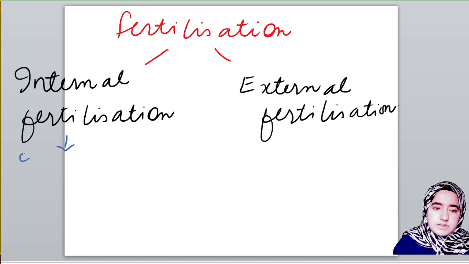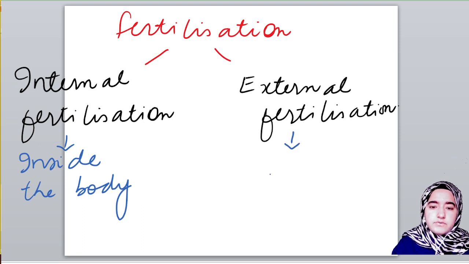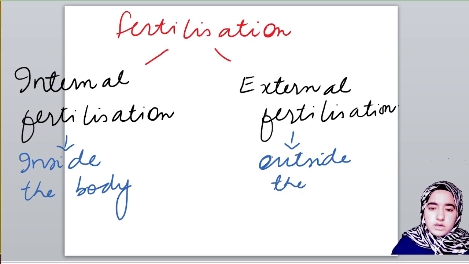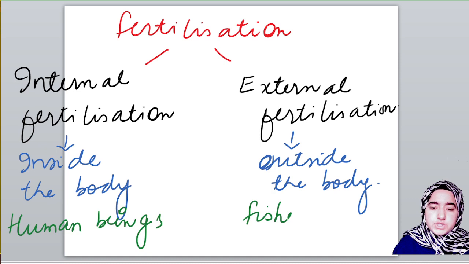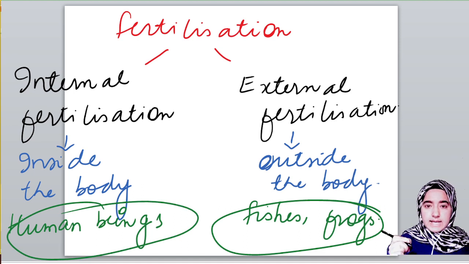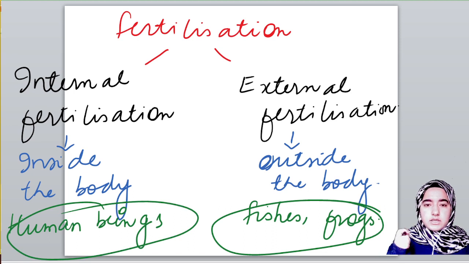Internal fertilization simply means that type of fertilization which occurs inside the body of an organism. External fertilization means outside the body of an organism. In internal fertilization, we have the example of human beings. In external fertilization, we have the example of fishes and frogs. In human beings, fertilization takes place inside the body through insemination. We are going to learn this in detail in human reproduction.